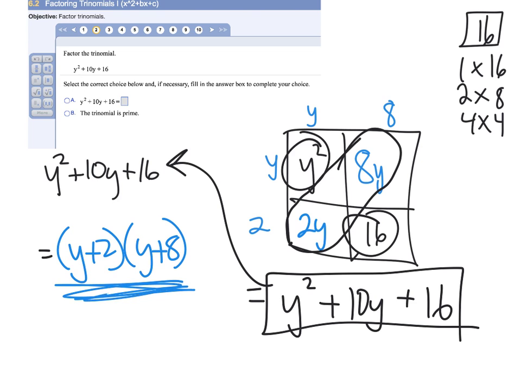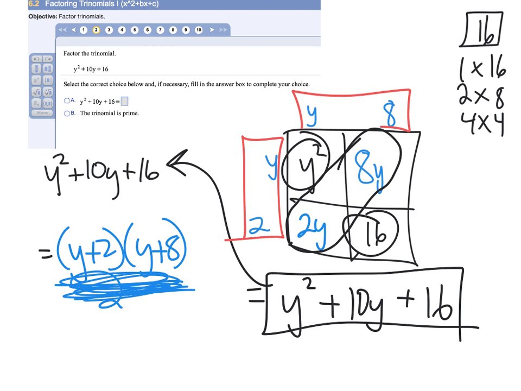And where did I get that? That's what you're going to put into MyMathLab. Where did I get it? I got it right here. y plus 2 and y plus 8.